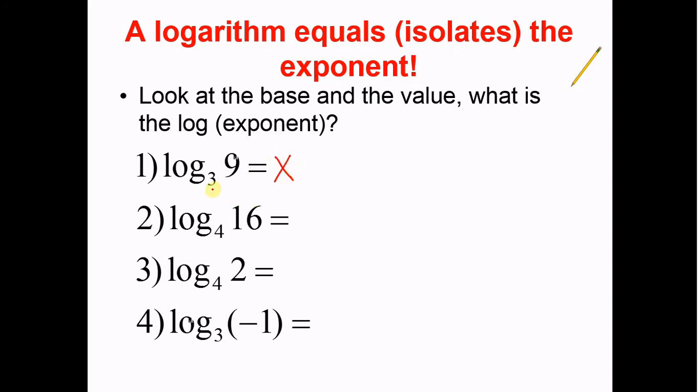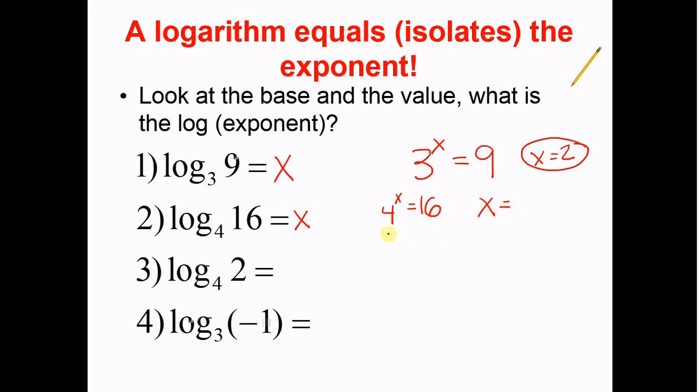So let's figure out what this is going to be. This would be 3 to the x equals 9. 3 to the x equals 9. Base, answer, middle. So what does x have to be? What 3 to what power will give you 9? You are right. x would have to be 2, because 3 squared equals 9, right? What about this one? If we would have an x here, we would have 4 to the x equals 16. What does x have to be if I want to know 4 to what power equals 16?